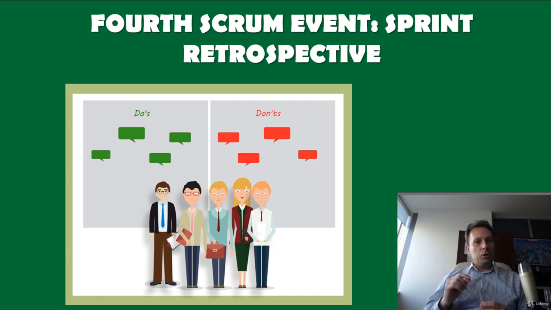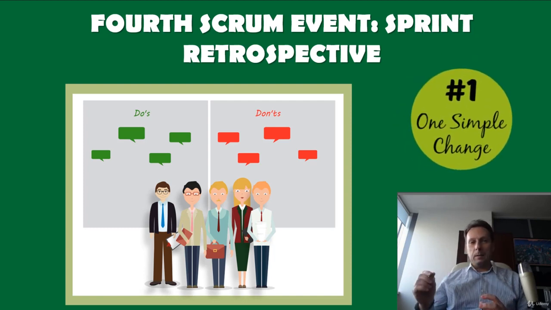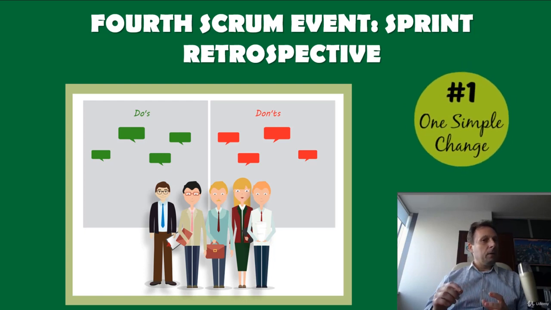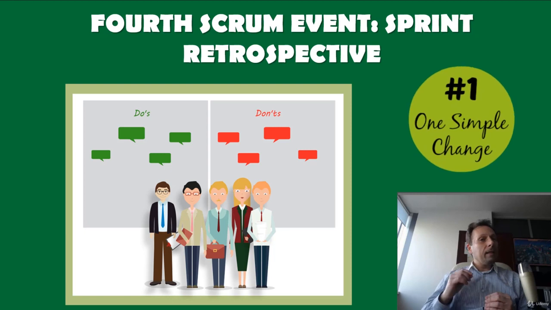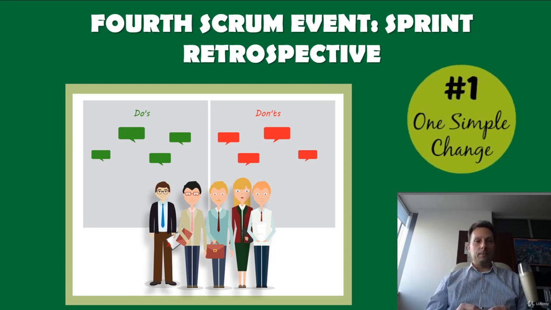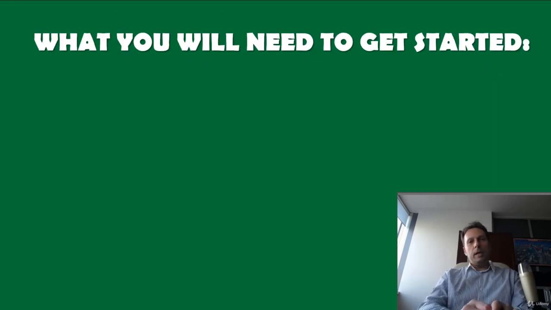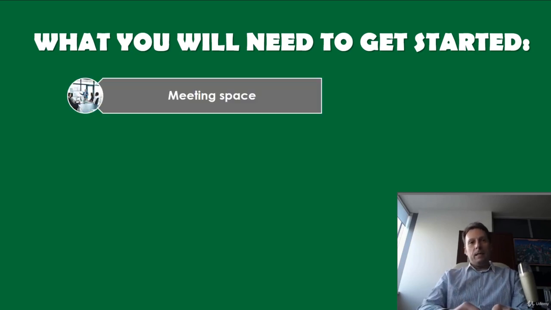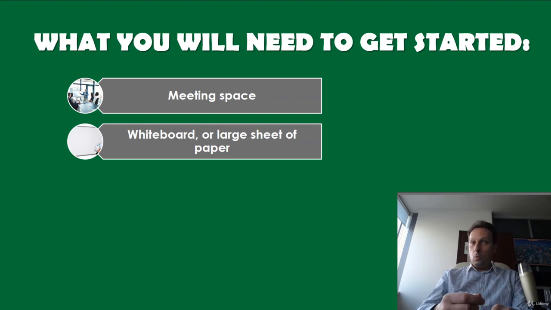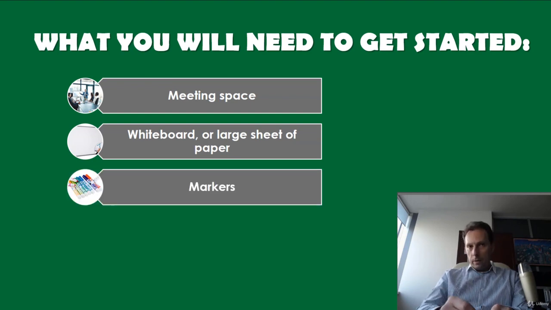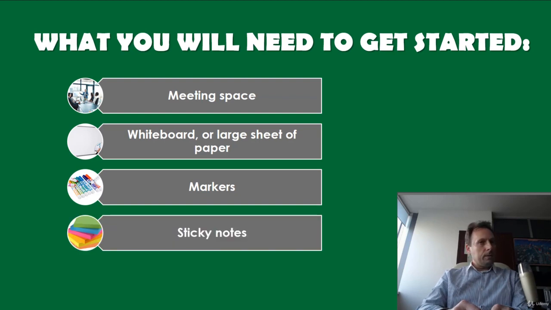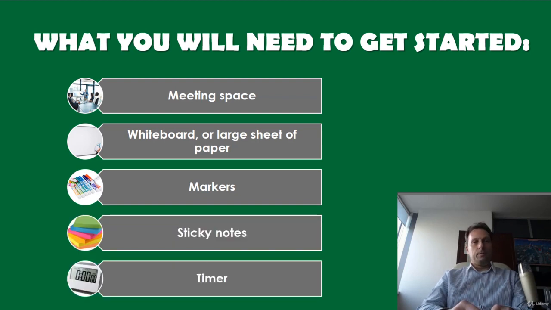It's important to just choose one change. If the team tries to implement multiple changes, it will be difficult to figure out which process change solved the real issue and led to increased performance. So what will you need to get started? You will need in-person meeting space, a whiteboard or large sheet of paper, markers, sticky notes, and a timer.